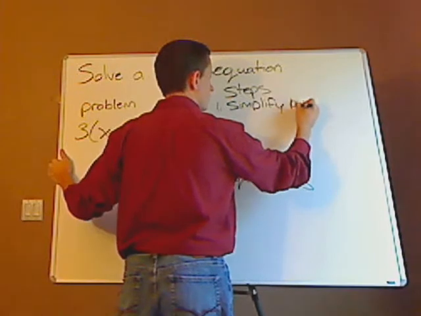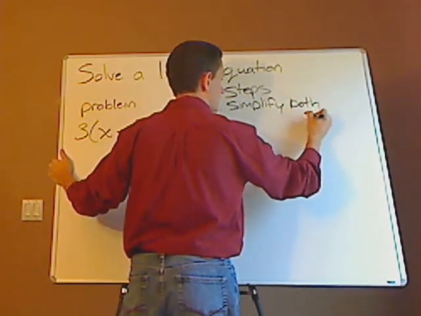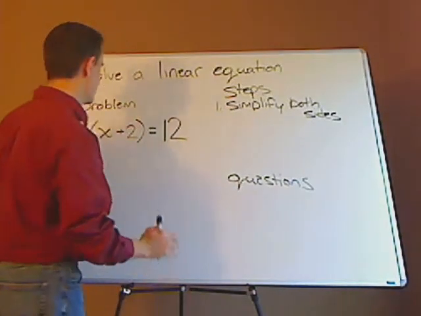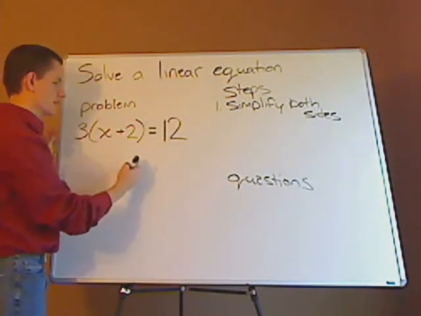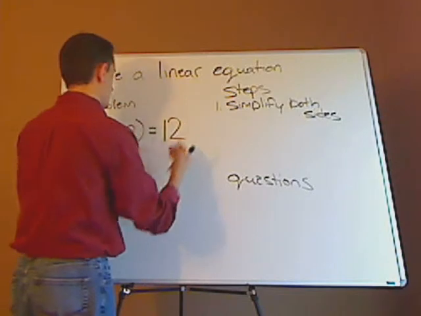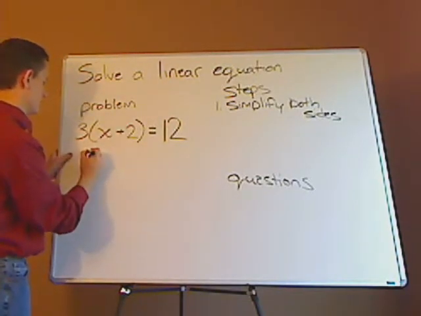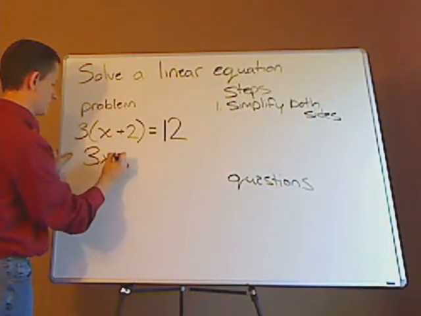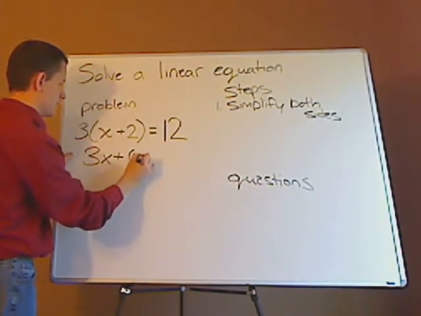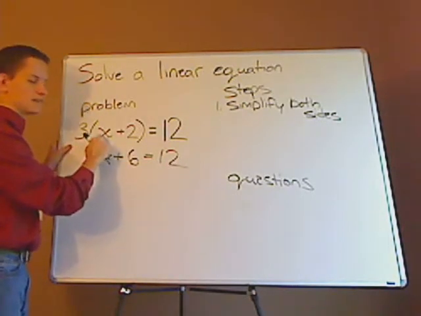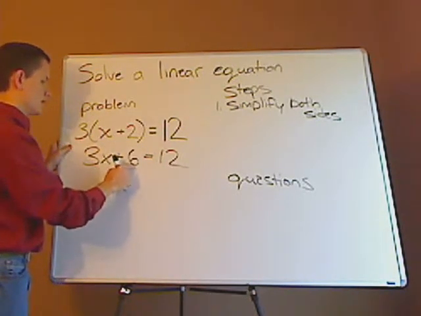Simplify both sides. And when I say both sides, I mean both sides of the equal sign. So you have a left side and a right side. So I would simply just distribute this. So I have 3x + 6 = 12, right? I distribute the 3 to the x and 3 to the 2. And I got that.